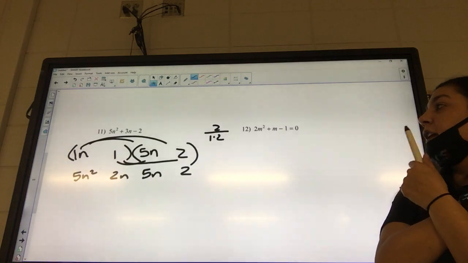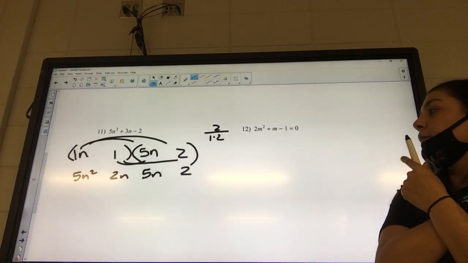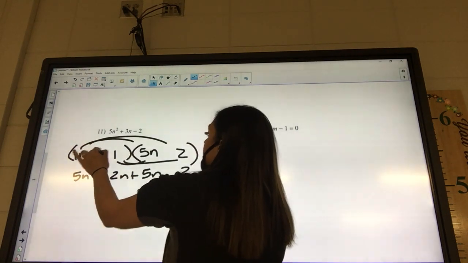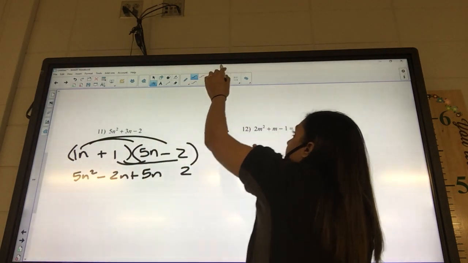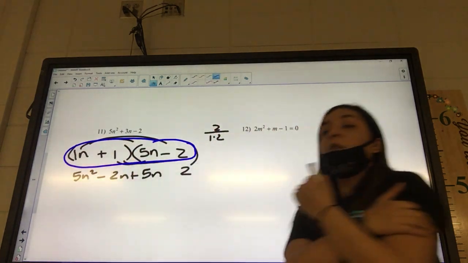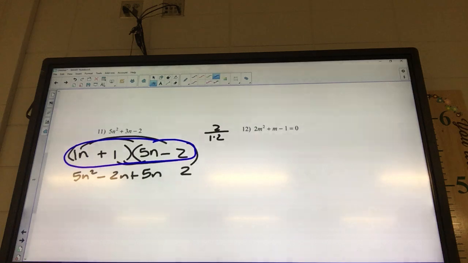Okay, so how could I get a plus 3 from that? Minus 2 plus 5. And so it's going to be a plus and a minus. Do we stop or keep going? Stop. Why? Because there's no equals 0. Equals 0 means solve it all the way.